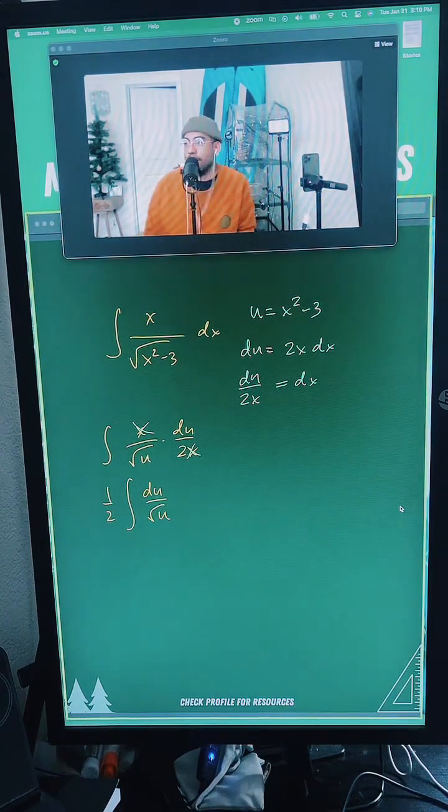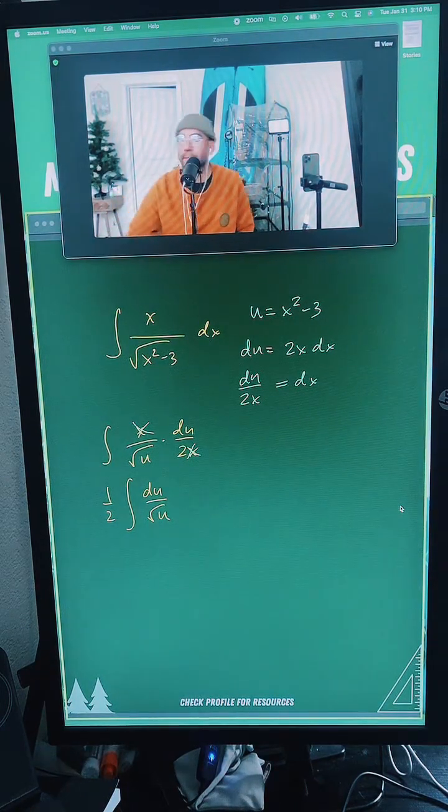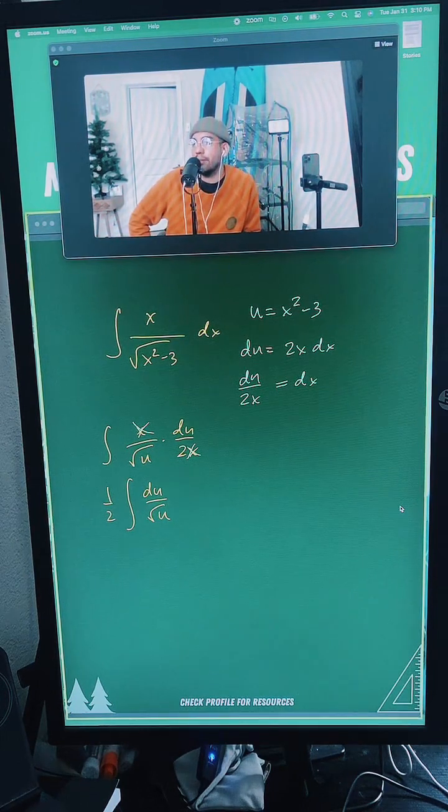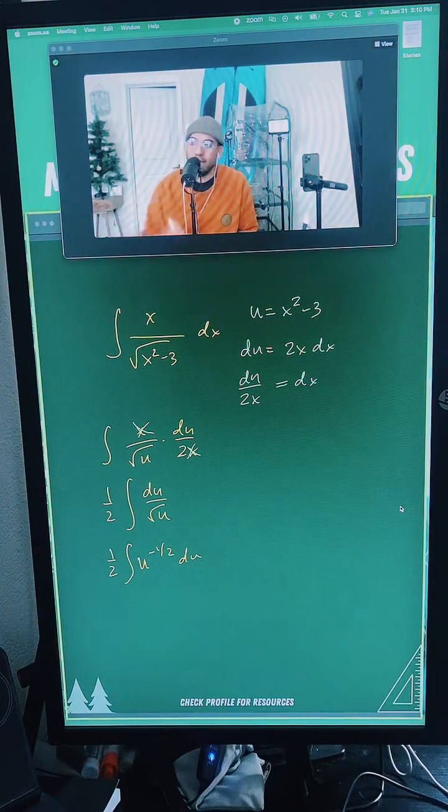All right, what can we do next? Because it looks like we just have the root on the bottom. I can't really do stuff yet, or at least I can't do the power rule. Yeah, Brady said power rule, but what's interesting about this is that the root's on the bottom. All I'm going to have to do is just rewrite it. So we have 1/2 integral of u to the negative 1/2 du. And then, yes, Brady, nice job, negative exponent. That's exactly what it is.